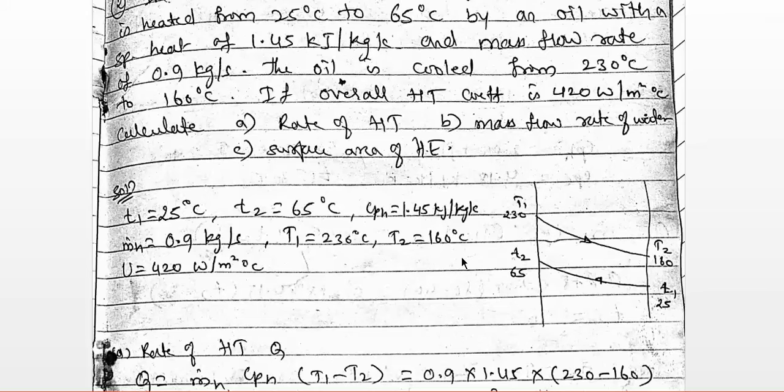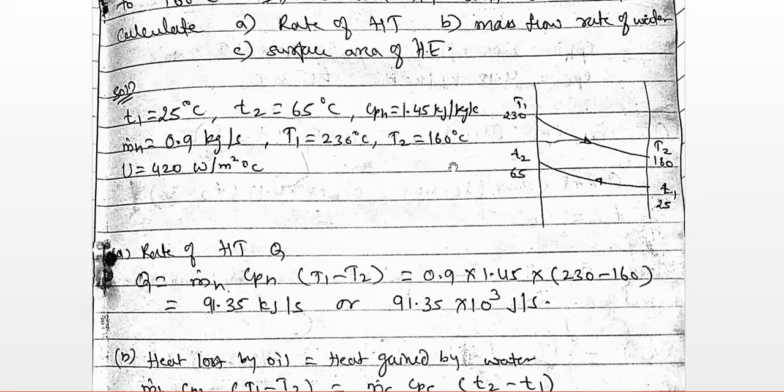Okay, so this is how you have to extract the given data, and along with that, the overall heat transfer coefficient is given, that is 420 watt per meter square degree Celsius. So this is U, right? Three things are to be calculated. The rate of heat transfer, capital Q, is to be calculated. The mass flow rate of water, since water is the cold fluid here, so we need to calculate m dot c. Along with that, we need to calculate the surface area of the heat exchanger, area A.